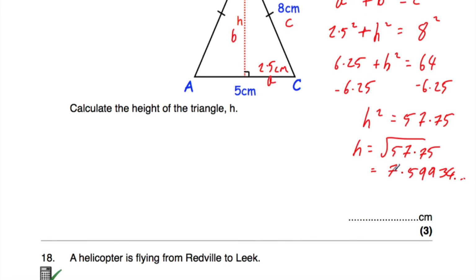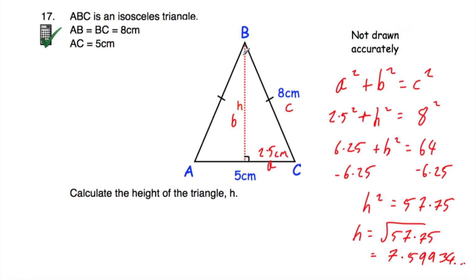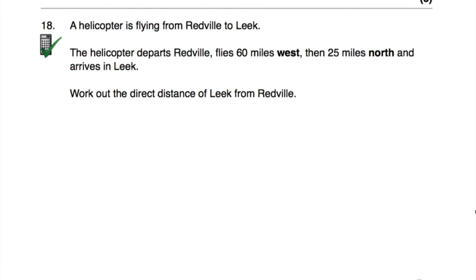And we can just round that. Let's round that to 3 decimal places. That'll be 7.599 centimeters to 3 decimal places. And that's it. So the height of our isosceles triangle will be 7.599 centimeters to 3 decimal places. Okay, let's have a look at our next question.